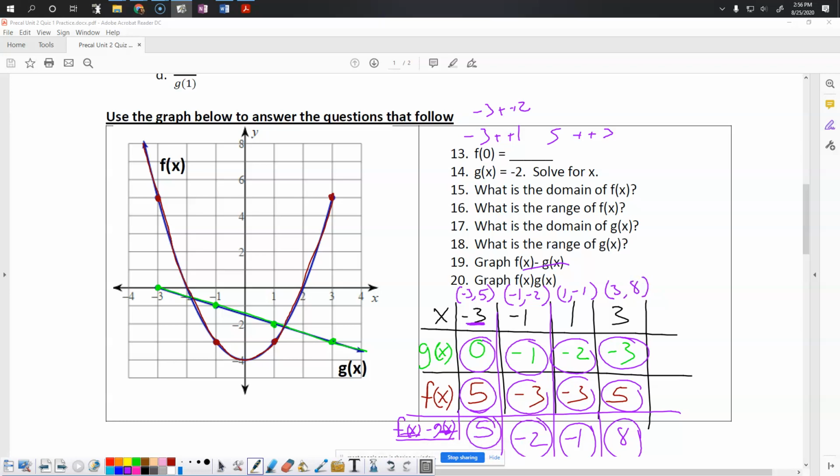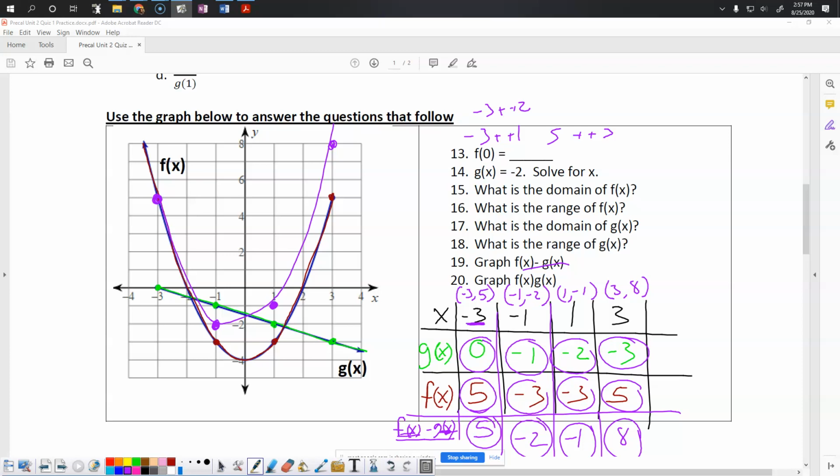So -3, 5. -1, -2. 1, -1. And then 3, 8. And if I just connect those dots, I would get something that looks like that. Okay? So that's the long way to do it.